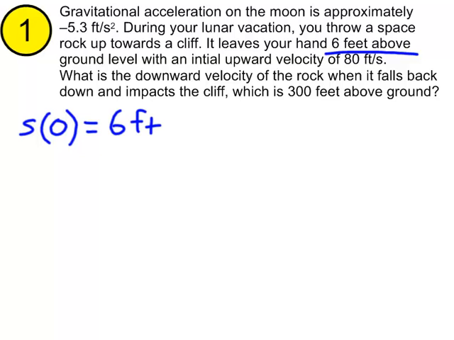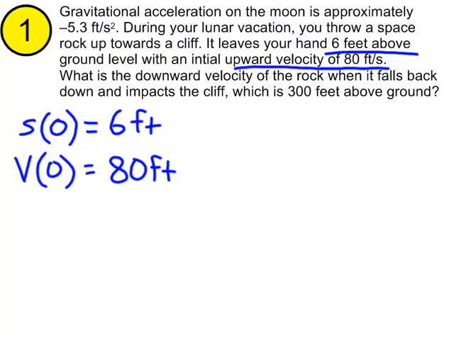All right, we are told that the initial upward velocity is 80 feet per second. So the velocity at time t equals 0 equals positive 80 feet per second. If I was on top of a cliff throwing downward, I would make that negative 80 feet per second, right? But in any case, this is going upward, so we'll change it back to positive 80 feet per second.